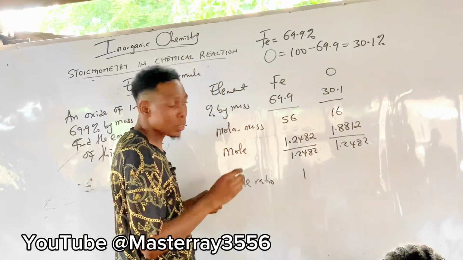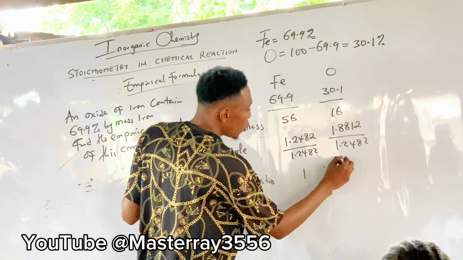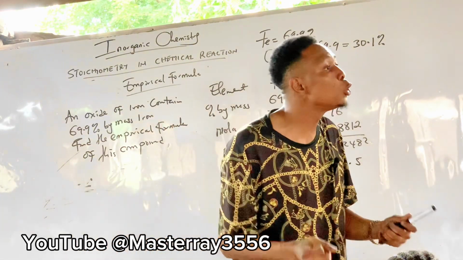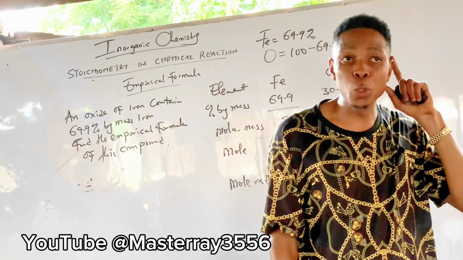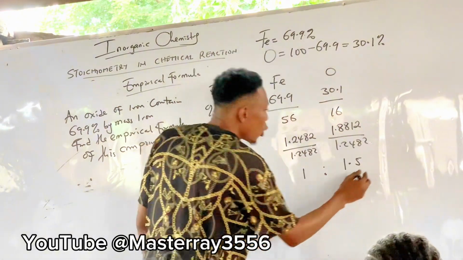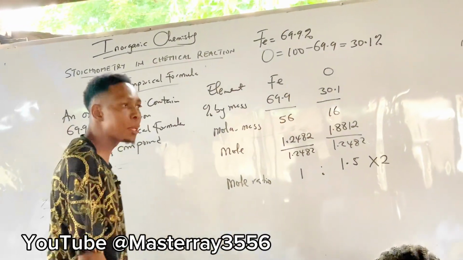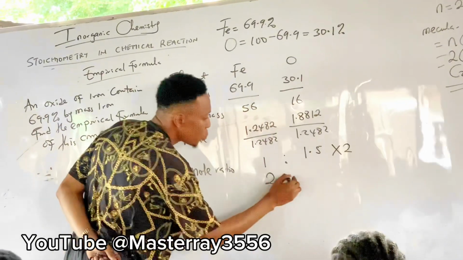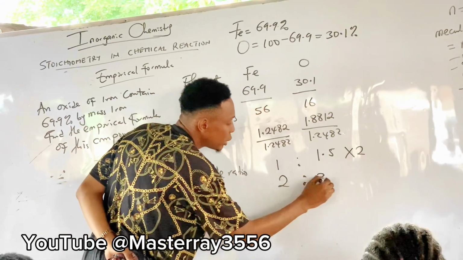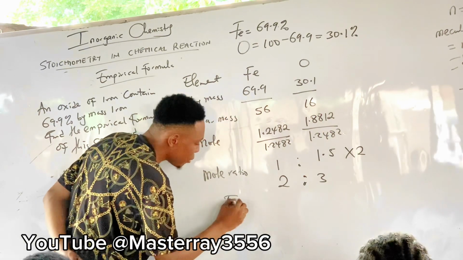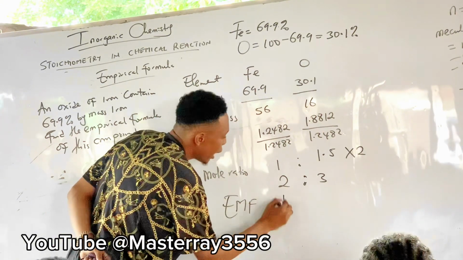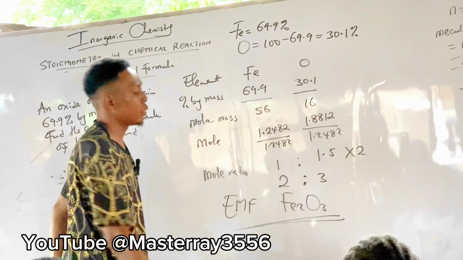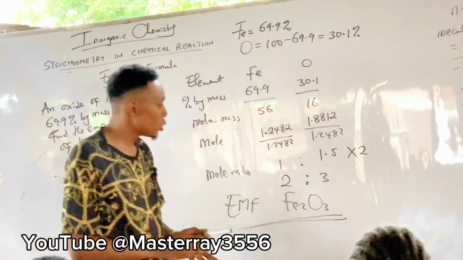So if you divide, what do we have? 1.5. It's okay. The ratio is 1.5. I told you that whenever you are having 1.5, what do you do? So this one becomes times 2. Are you following? So at the end of it, you have 2 times 1 is 2 ratio. 2 times 1.5 is 3. To get our EMF now, it becomes Fe2O3. So that's it. So you can copy that.